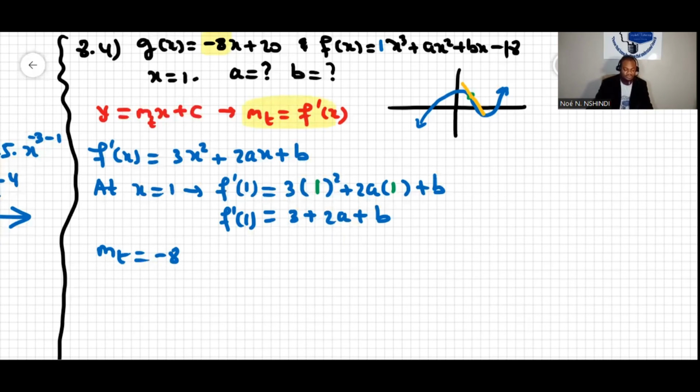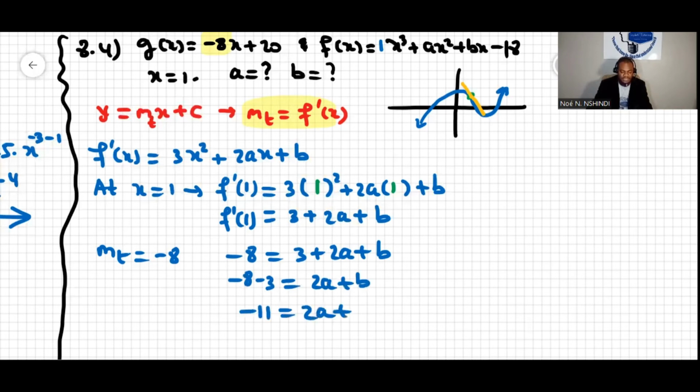So over here, I will say that negative 8 is equal to 3 plus 2a plus b. Okay, I can move the 3 over, and that will be negative 8 minus 3 equal to 2a plus b. Obviously, this makes negative 11 equal to 2a plus b. Okay.